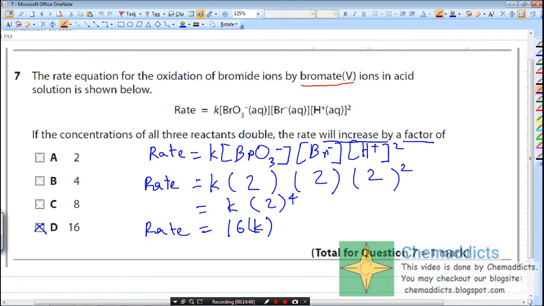So that is the answer, 16. That is how we find the factor by which the rate will increase if all three reactants are doubled. That is how we deal with this problem.